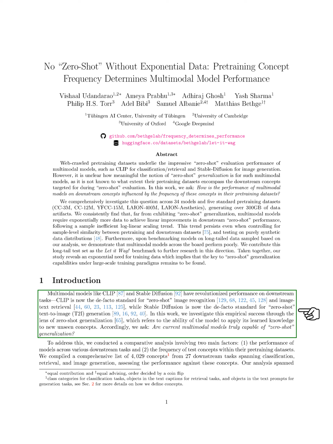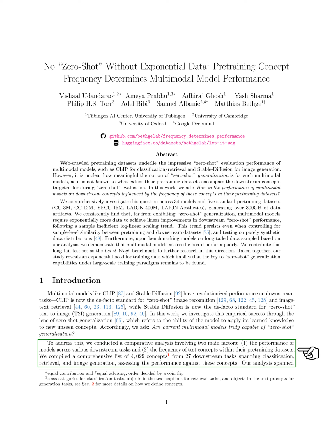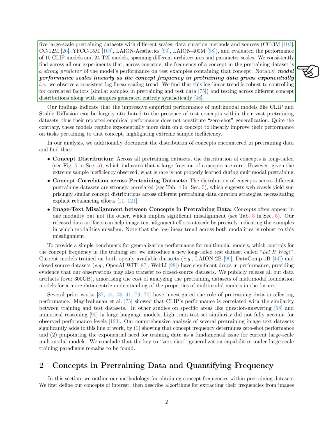To investigate this, we compare the performance of models across different tasks and analyze how often new concepts appear in their training data. We compile a list of 4,029 concepts from 27 tasks and evaluate how well the models perform on these concepts. We use 5 large pre-training datasets and test 10 CLIP models and 24 text-to-image models with various architectures and parameters. Our experiments consistently show that the frequency of a concept in the training data strongly influences the model's performance on test examples related to that concept.